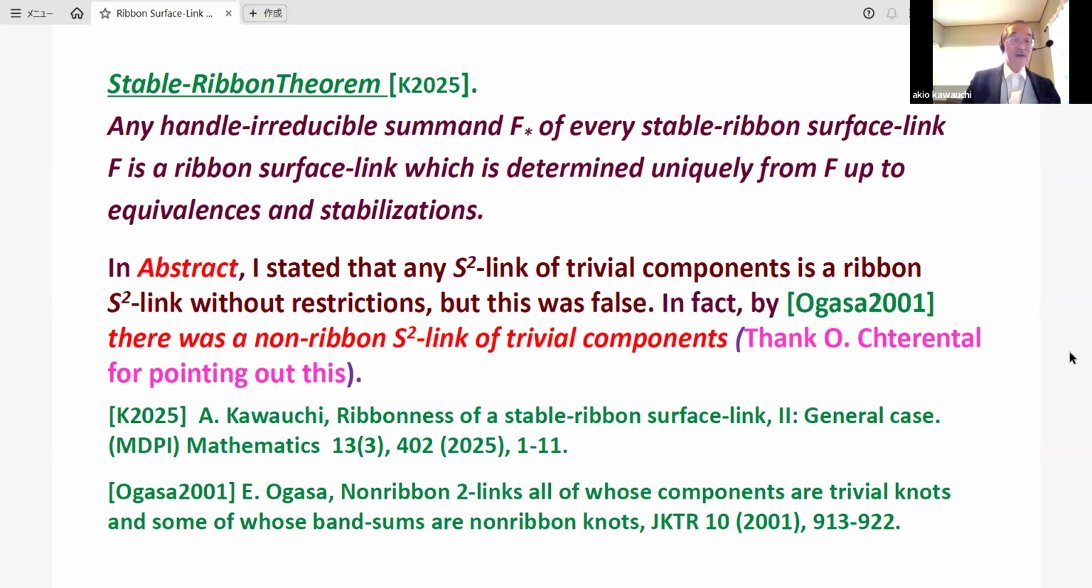In the abstract, I stated that any S2-link of trivial components is a ribbon S2-link without restriction, but this was false, in fact, by Ogasa's observation. There was a non-ribbon S2-link of trivial components. Thank you, Ogasa, for pointing this out.